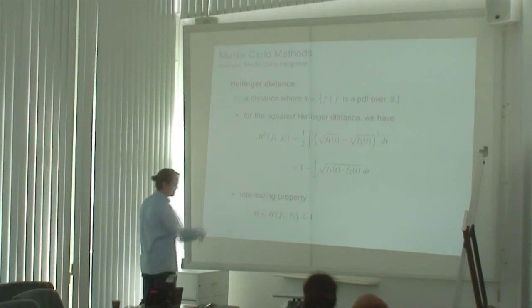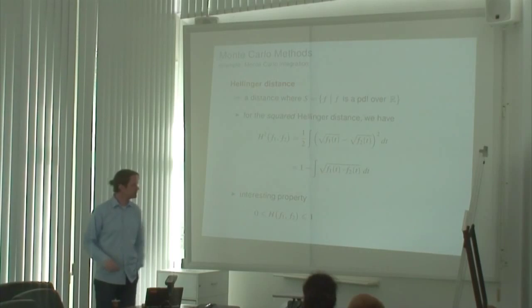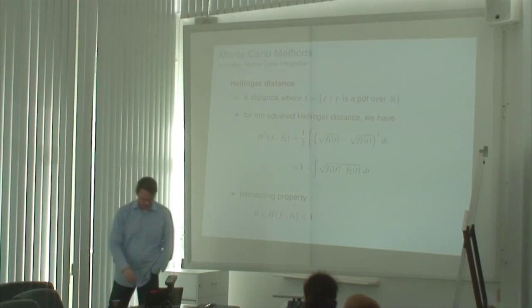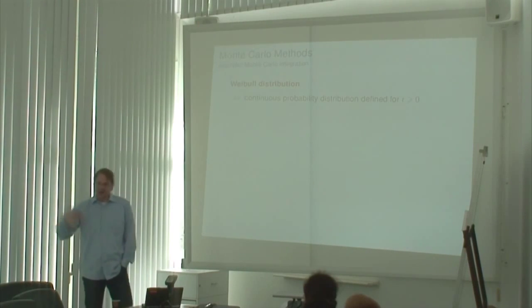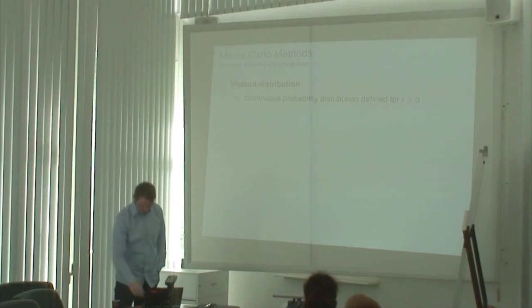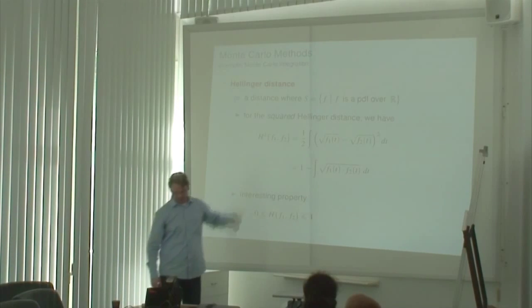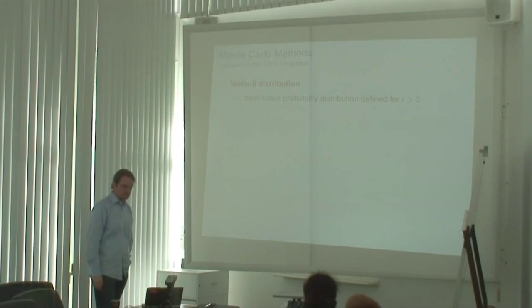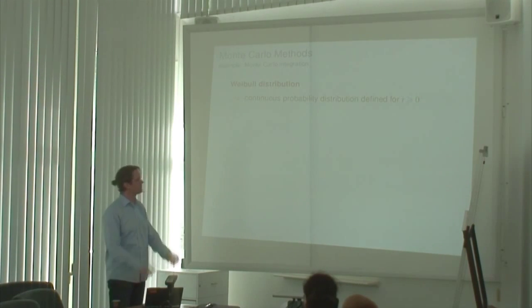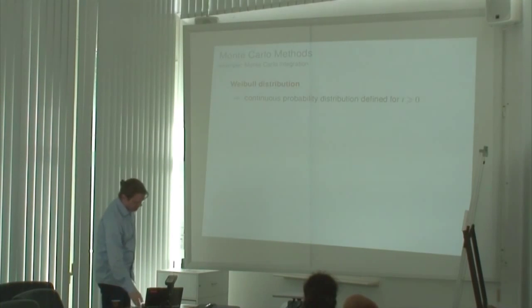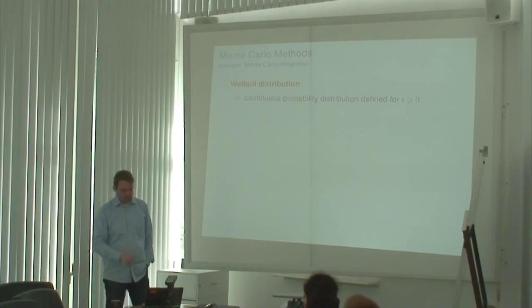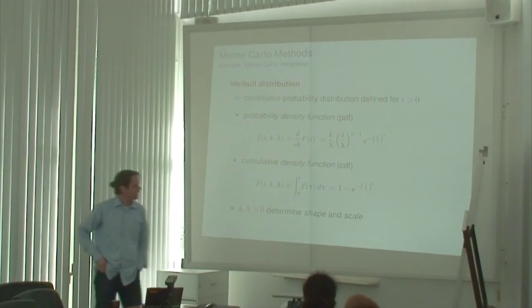Interestingly, this is a nice feature of these distances, that whatever comes out of this equation is a value between 0 and 1, just as a side note. Finally, the Weibull distribution. That is an example of such a probability density function. And it is defined not for the whole real number line, but just for all real numbers greater or equal than 0, but that does not matter. We can define it for the whole real number line by setting everything less than 0 to 0. So no problem here.